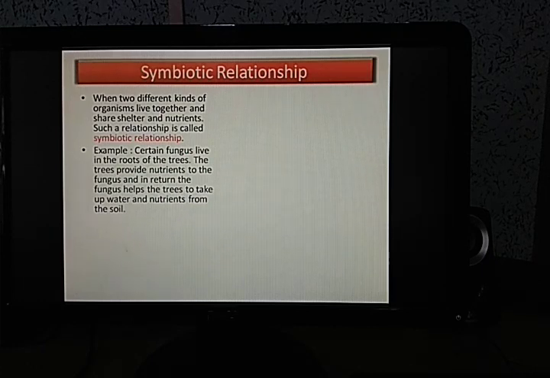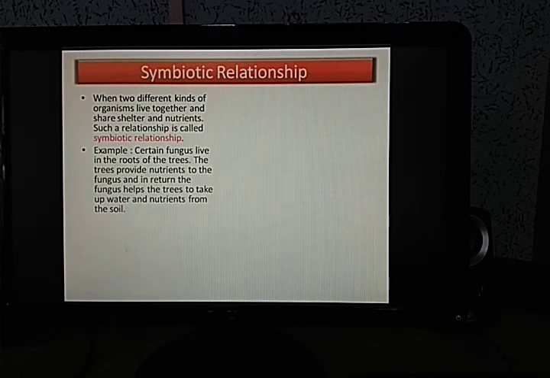Obviously, the trees can prepare their own food, so they can also supply some nutrients to this fungus. And what this fungus does is help the trees take up water and nutrients from the soil. We know the roots take up the water and minerals, or the nutrients, from the soil. But in addition to that, these fungi are helpful in taking up the water and the nutrients from the soil. We know the roots penetrate the soil, but it may not penetrate to a deeper level.